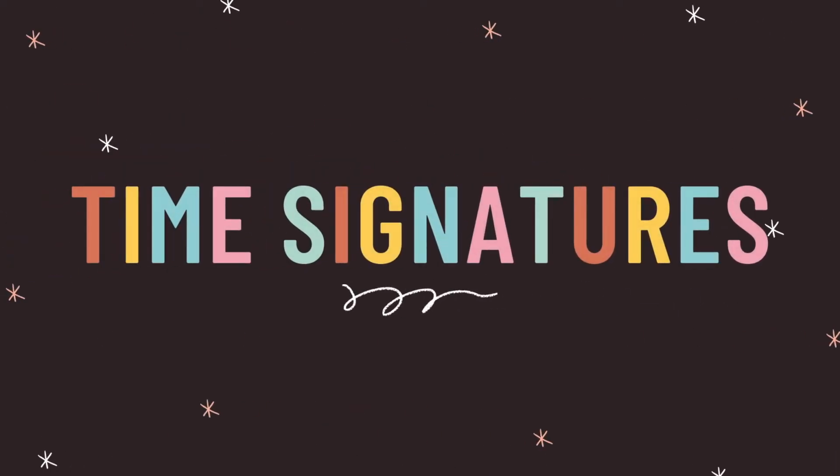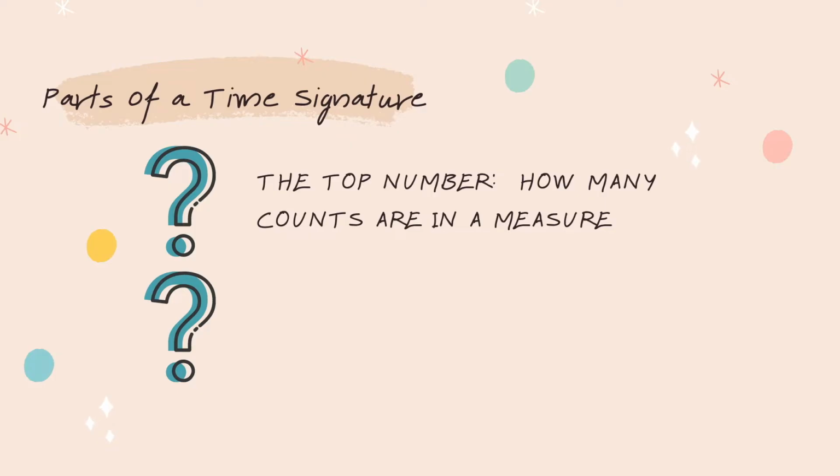In this video, we are going to learn about time signatures. Time signatures are generally placed at the beginning of each piece of music and give us vital information we need to be successful. A time signature consists of two numbers stacked on top of each other. Though these numbers look like a fraction, they are not.